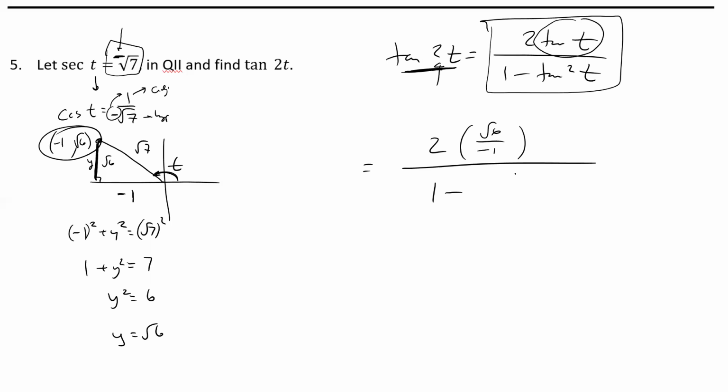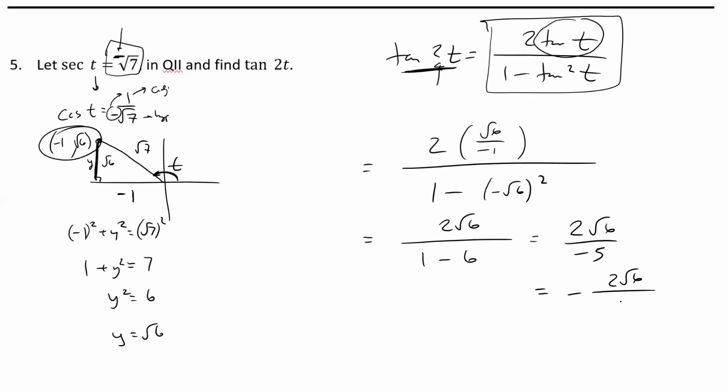1 minus, and then can I just put negative root 6? Is that okay? Negative root 6 squared. This becomes 2 root 6 on top. This becomes 1 minus 6. Okay with that, guys? -5. And I got myself my answer.